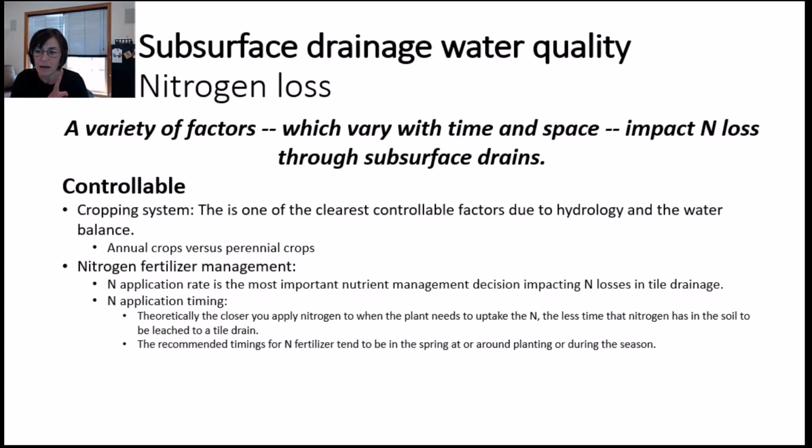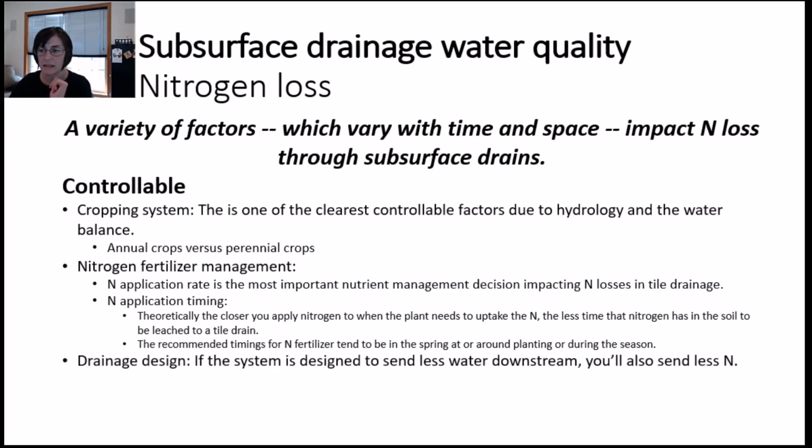Now, data on the timing of N application and its impact on N loss isn't quite as clear as you would think because mineralization is happening, and you can never really forecast exactly what form of N will be available at what time for either plant uptake or to be lost to the tile drains. It's just really hard to forecast that when you're thinking about timing of nitrogen applications. But in general, these are the recommendations for nitrogen fertilizer management to minimize N loss.